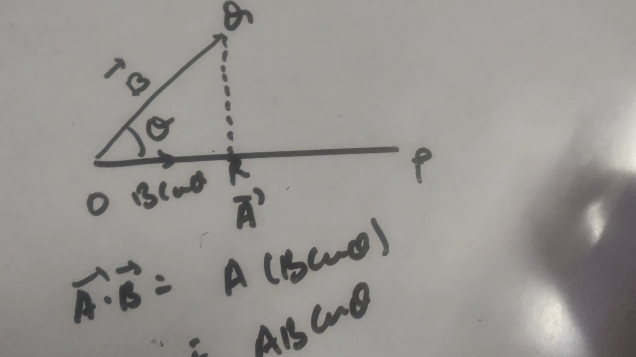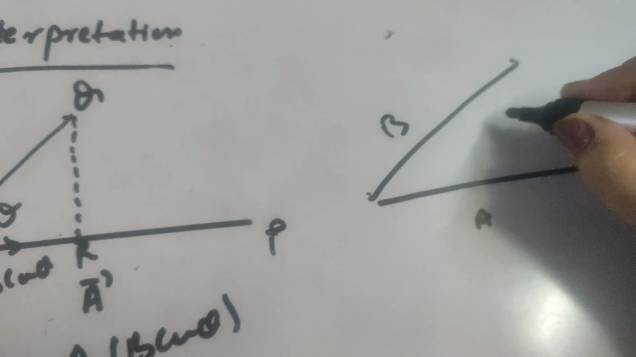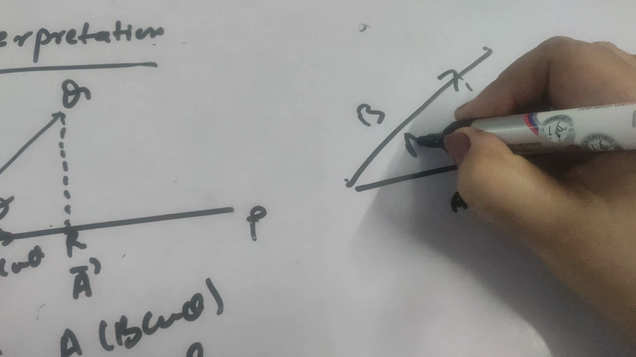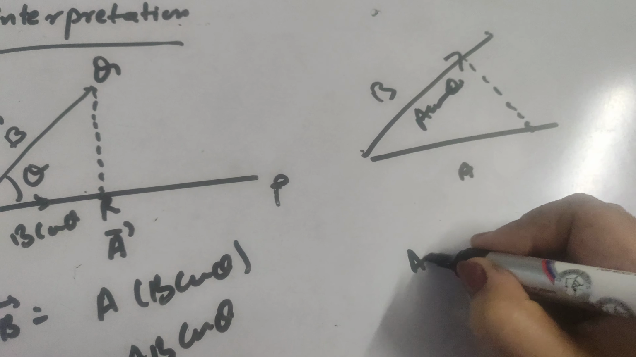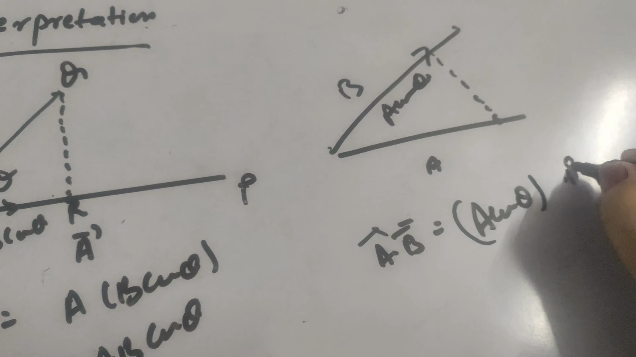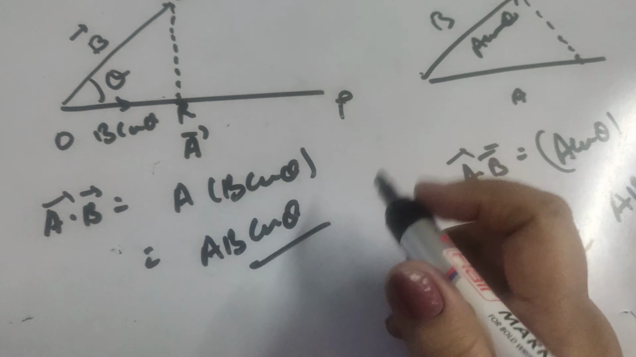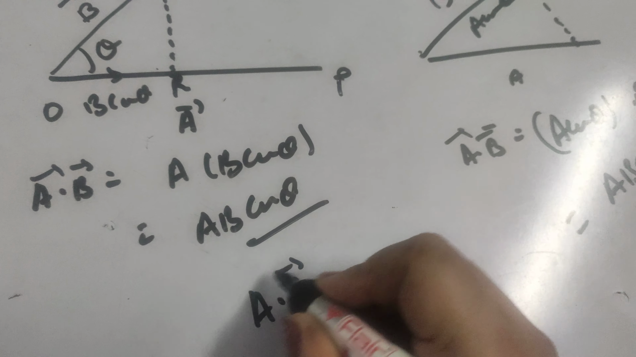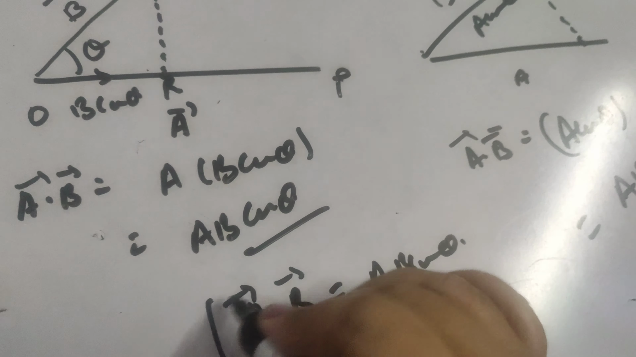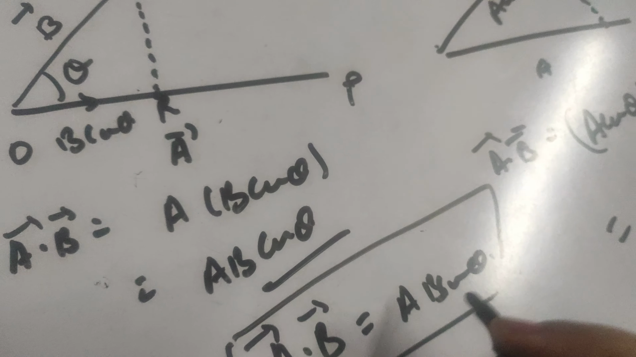And if we draw a perpendicular, this is b vector. If I draw a perpendicular from the side of a vector, this component will be a cos theta. So again a dot b is equal to a cos theta into b, so again this is a b cos theta. So the dot product of two vectors, which is represented by a dot b vector, is equal to a b cos theta, right?